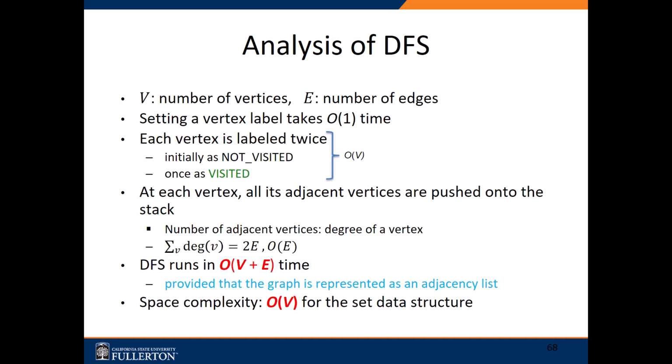The space complexity of this implementation is O of V, mainly because the set data structure needs to store whether every vertex is visited or not. In practice, this space requirement is a serious limitation when searching very large graphs. So there are variants of depth-first search that do not store whether every vertex is visited or not.